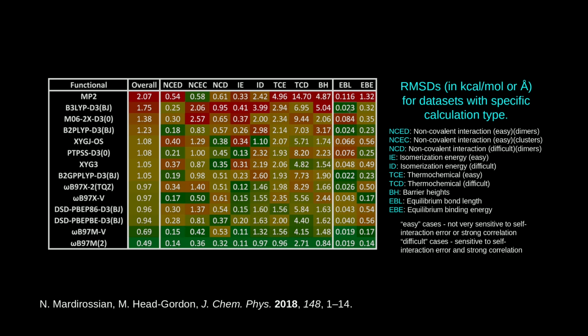For equilibrium bond lengths, it is quite accurate, so if you're purely looking to calculate the geometry of your species, this might be a good functional. But if you're doing one of these other types of calculations, you might want to move to a different functional.